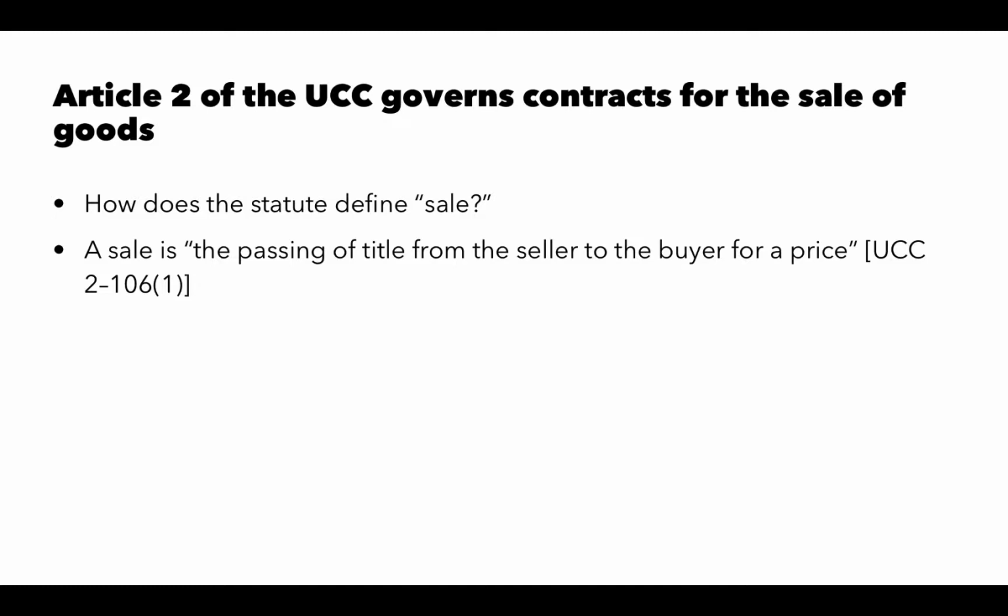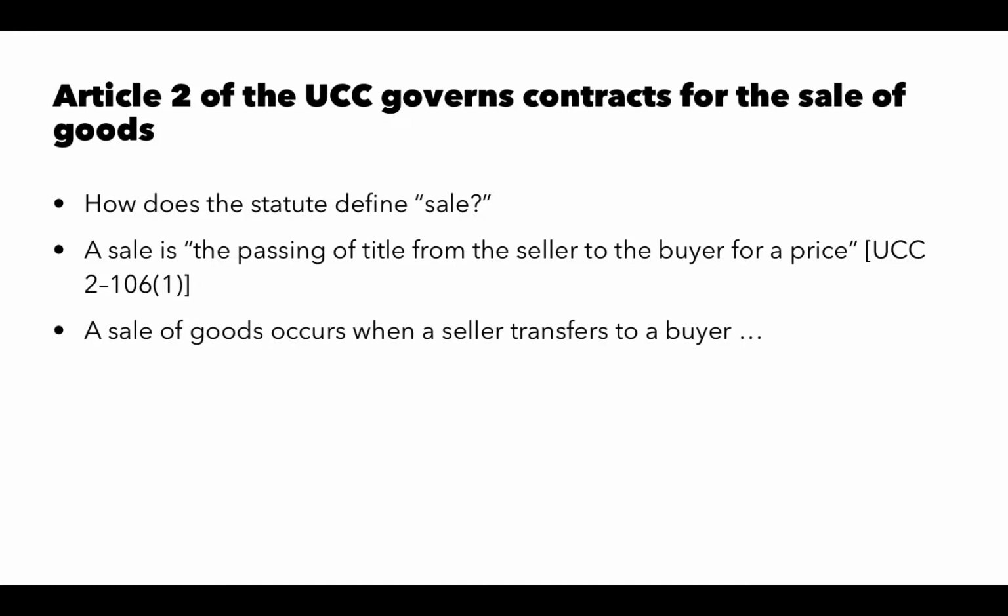So in this definition, the passing of title from the seller to the buyer for a price, we know that a sale of goods occurs when a seller transfers to a buyer title to goods in exchange for a price. So if these things are not occurring, if there is not a transfer of title to goods from a seller to a buyer in exchange for a price, then no sale of goods has occurred, and therefore Article 2 of the UCC will not apply.